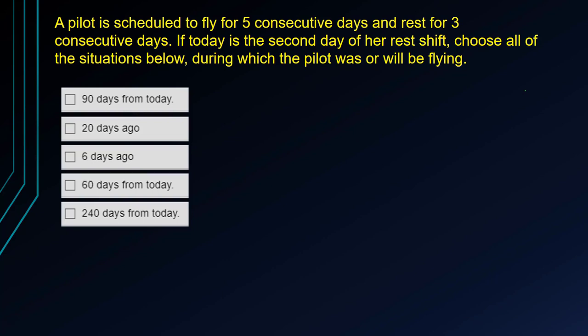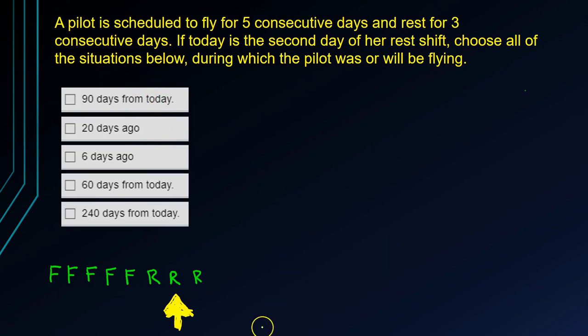So, based on the information we have in the problem, her schedule looks like this, where F stands for flying, R stands for rest. And we're told that she's currently on her second day of rest, and so that's where we're starting this cycle from. We want to see which of these are going to be situations where she's flying at the time mentioned. So if it says 90 days from today.